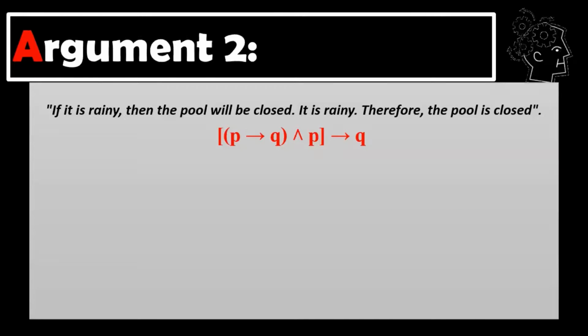Second argument: if it is rainy, then the pool will be closed. It is rainy, therefore the pool is closed. So let's determine if this argument is valid or not, wherein we know that this is its corresponding symbol.